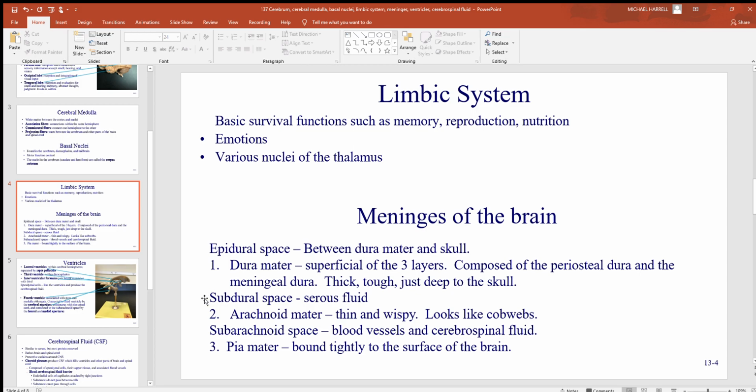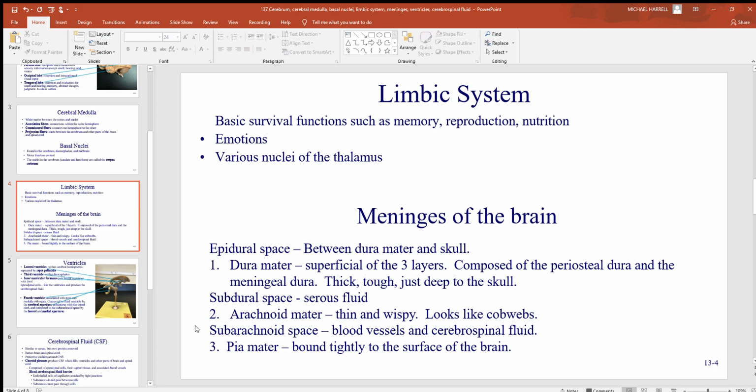Just deep to that dura mater, there's a space called the subdural space. Again, epi was outside of it, sub is beneath it. Here you'll find a little bit of serous fluid, not much of anything else there. But beneath, deep to the dura mater, you'll find the second meninge called the arachnoid mater. Somebody thought under a microscope the connective tissue strands look a little like a spider web, and that's where arachnoid came from in its name.